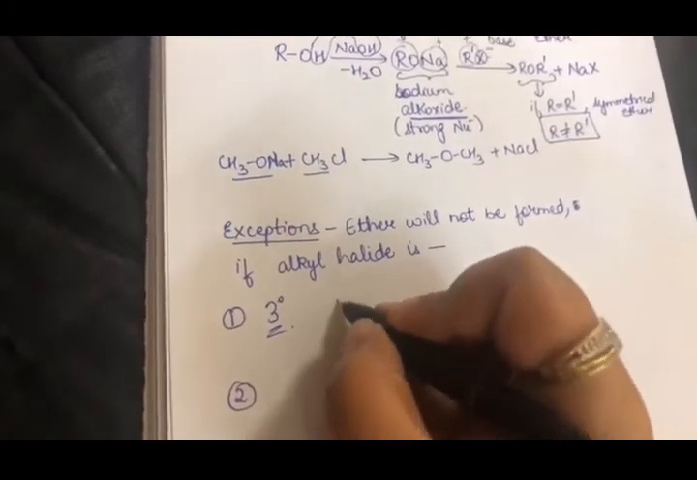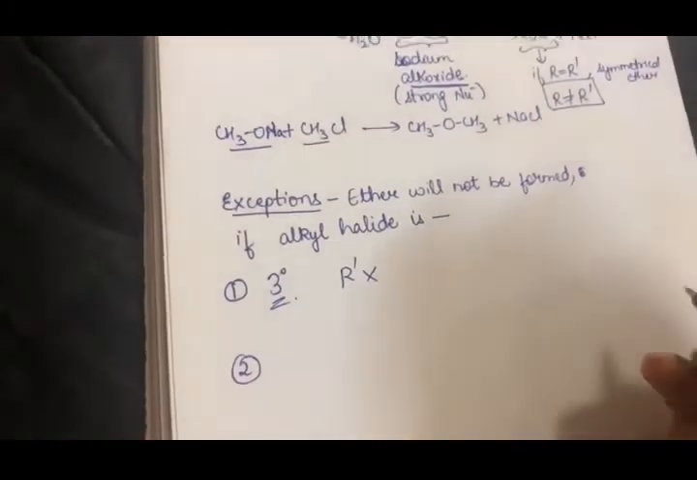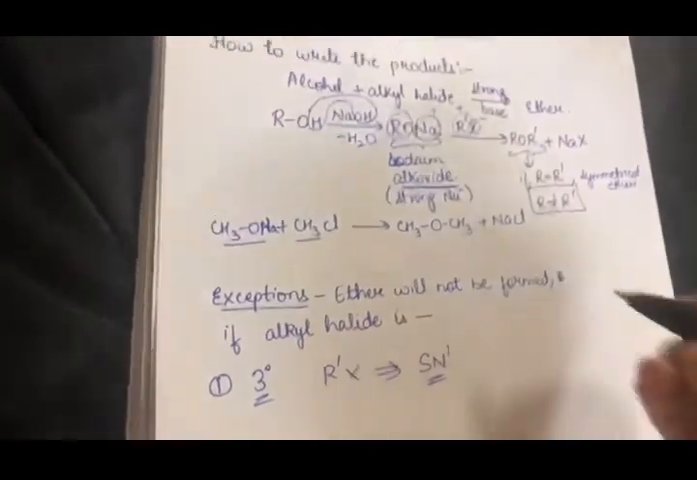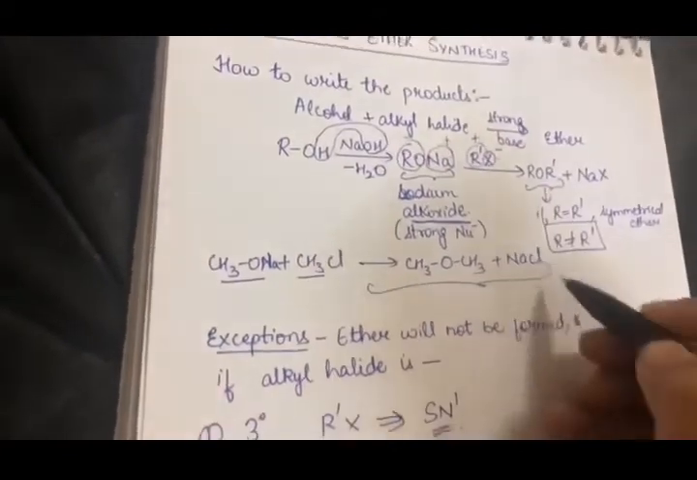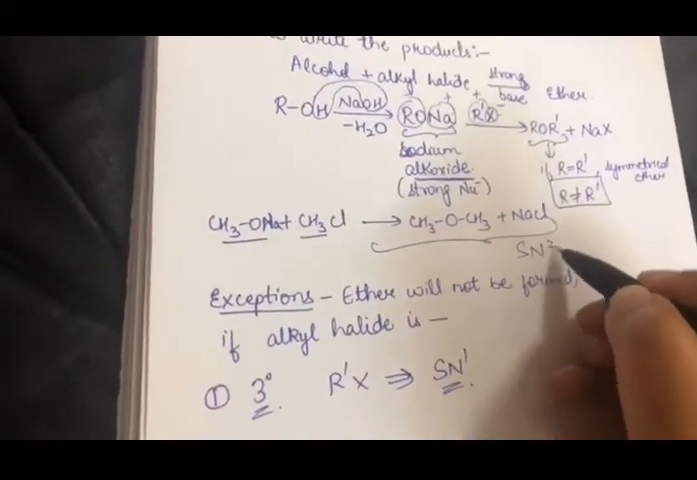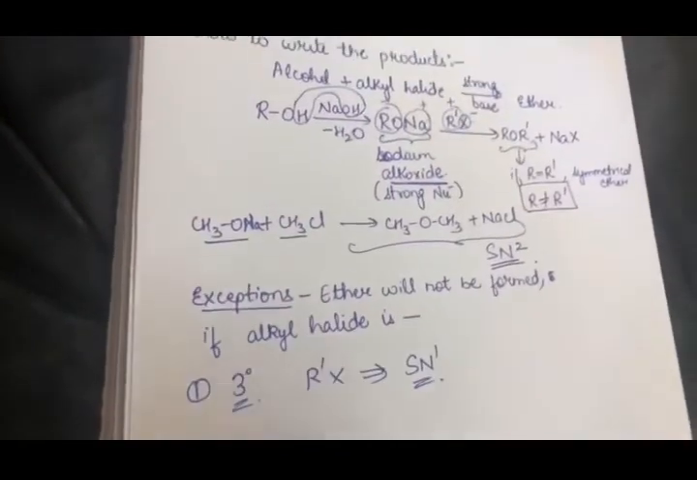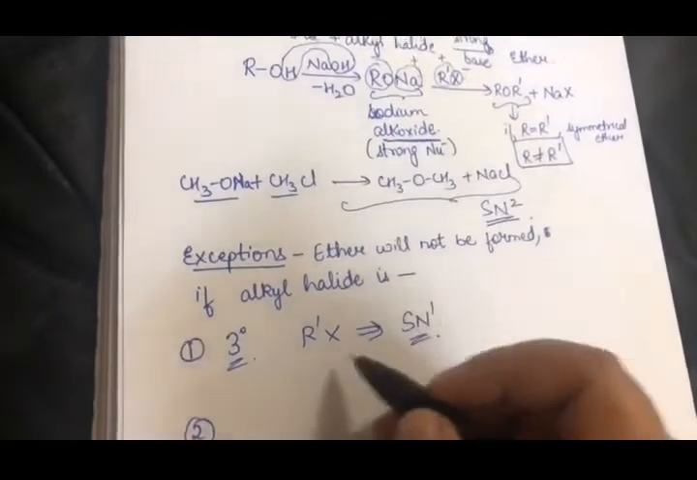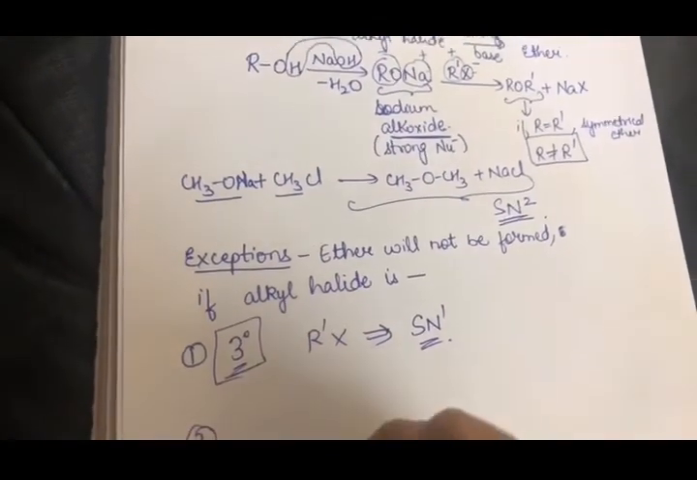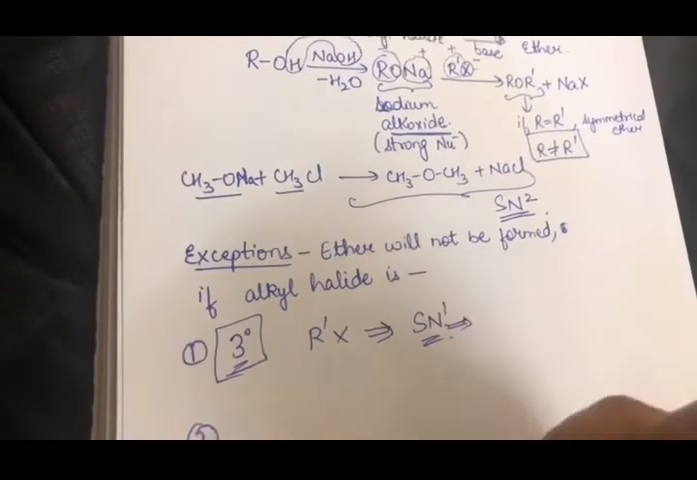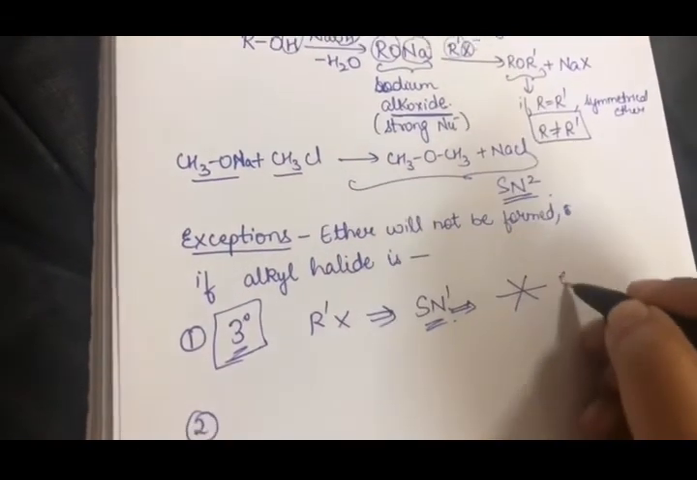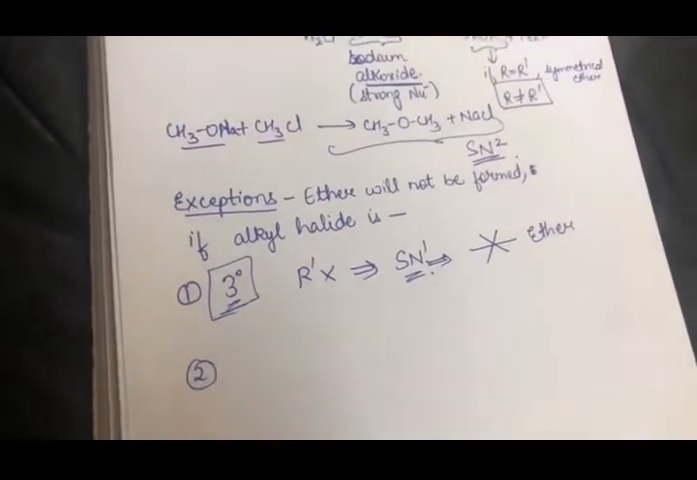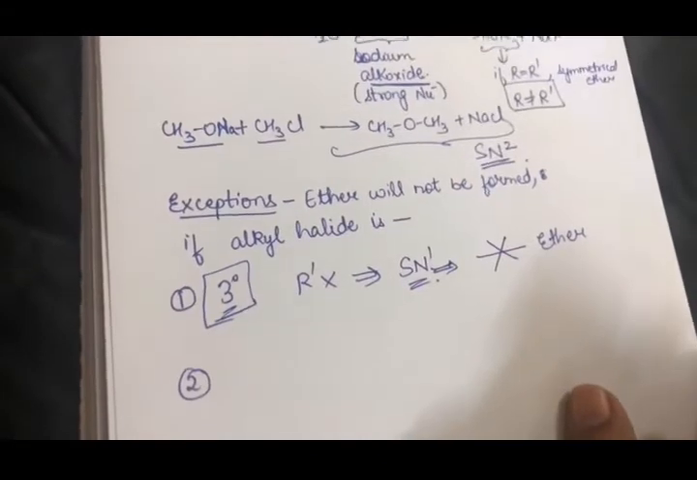Because if the alkyl halide that I am taking in the reaction is tertiary, alkyl halides always prefer SN1. We have already discussed above that the reaction we were talking about, the Williamson synthesis, undergoes an SN2 mechanism as the strong nucleophile is attacking the alkyl halide, right? So if I take a tertiary alkyl halide, the reaction will go through the SN1 mechanism, which will not lead to the formation of an ether. So you can never ever use a tertiary alkyl halide for the formation of an ether.